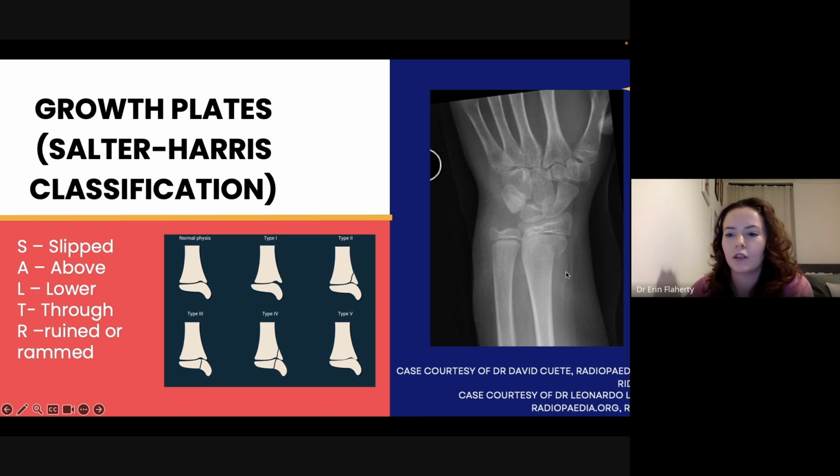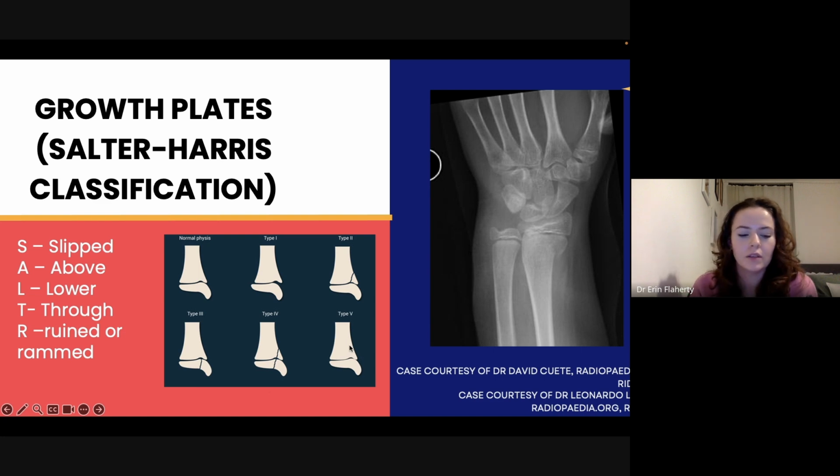And type 4 is through. So you'd have a fracture all the way through both sides of the growth plate. And again, that's got quite a poor prognosis in terms of how it heals and how you can go on to grow further on.